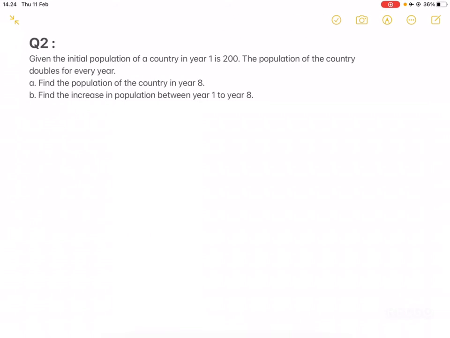Question number 3 is a word problem. Given the initial population of a country in year 1 is 200, the population of the country doubles every year. So from this, we can visualize year n as the nth term if we look at this as a geometric series.